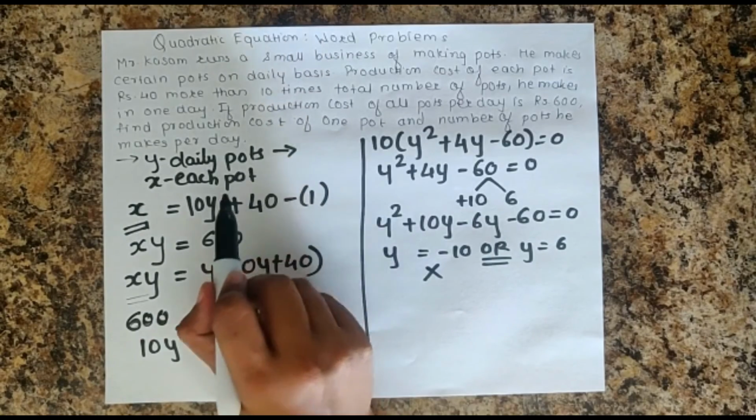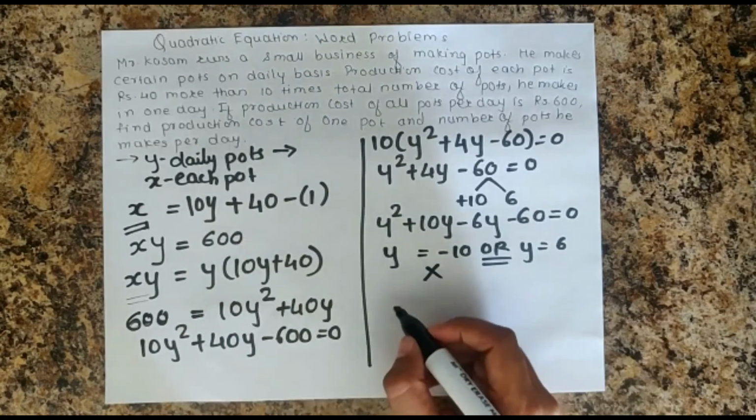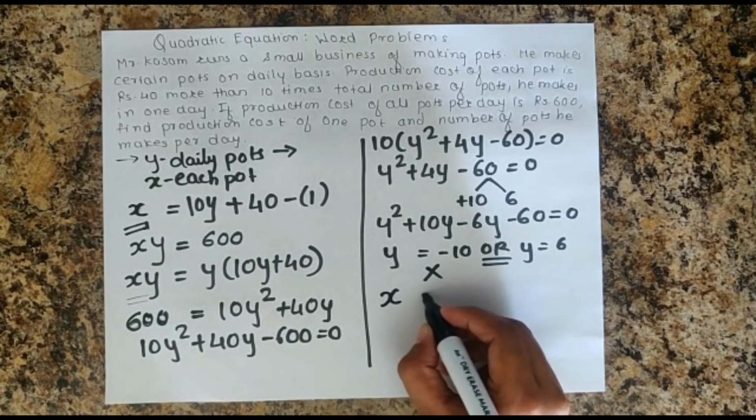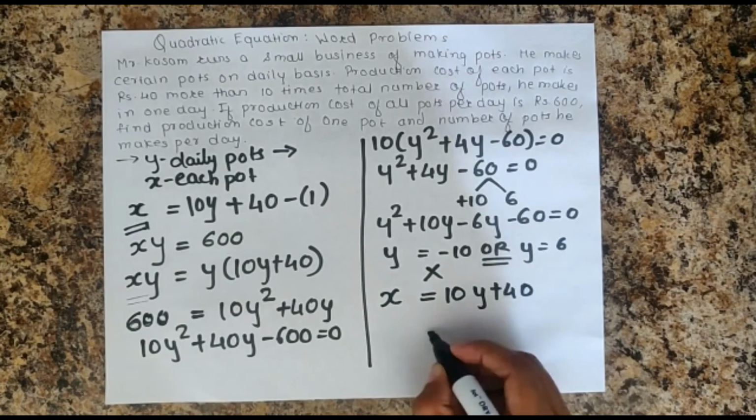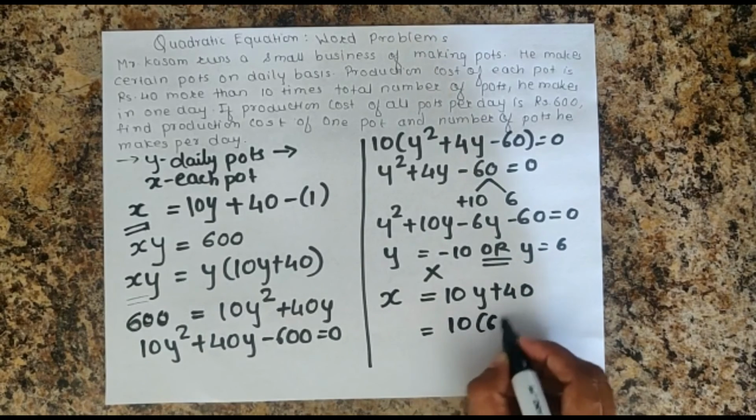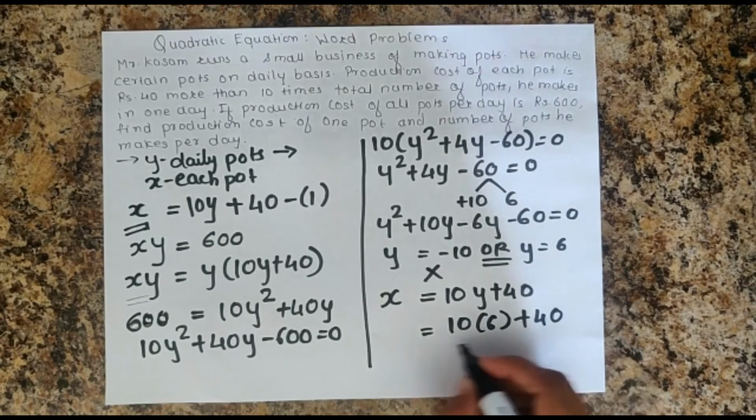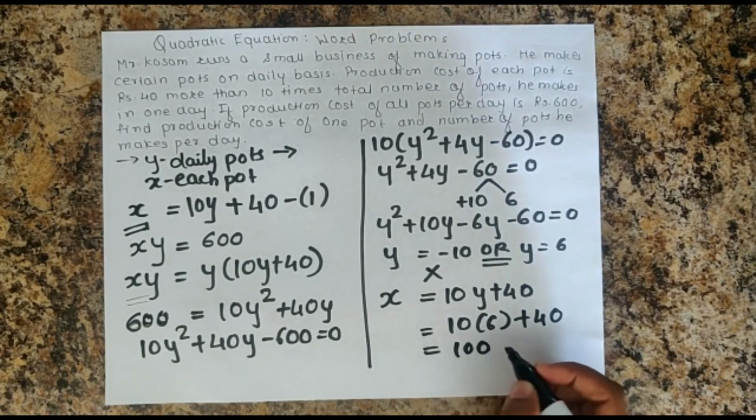So, number of pots he makes per day is 6, and the cost of one pot, which is x, equal to 10y plus 40. 10 into 6 plus 40 gives 100.